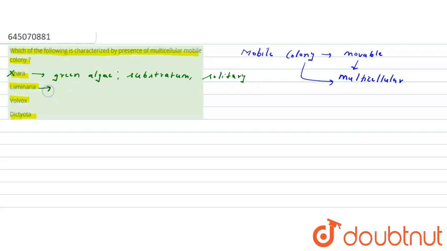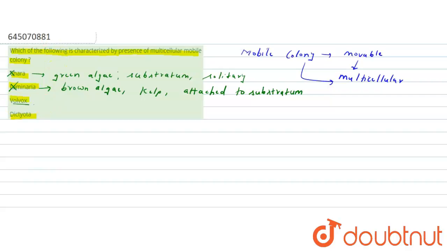The next option is Laminaria. Laminaria is a brown algae which forms kelp in the water bodies, and these brown algae are also attached to the substratum at one place. So they are also not movable. So this option is also incorrect.